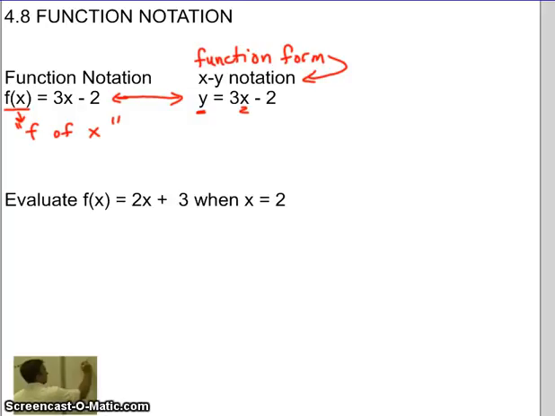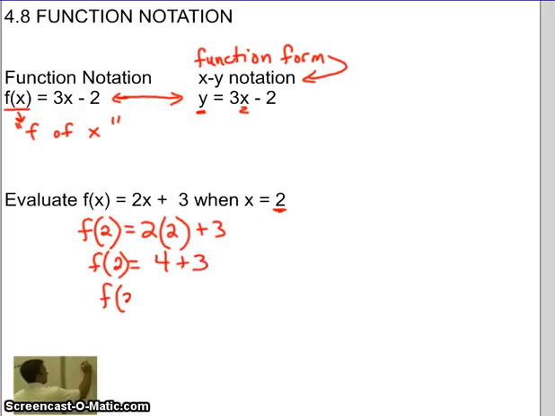Okay, so we're going to evaluate f of x equals 2x plus 3 when x equals 2. All we're going to do is sub in the value for x into our function notation. So instead of f of x, we're going to say f of 2, or the function at 2, equals 2 times x, which in this case is 2, plus 3. Alright, and all we're going to do is simplify the right side of our equation here. f of 2 equals 2 times 2 plus 3. 2 times 2 is 4, plus 3. So f at 2 is 7. Okay, and that's all we're doing with function notation.